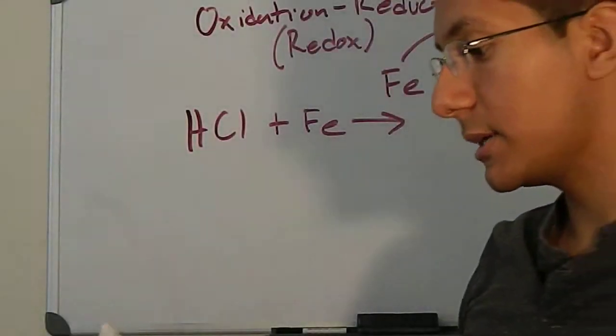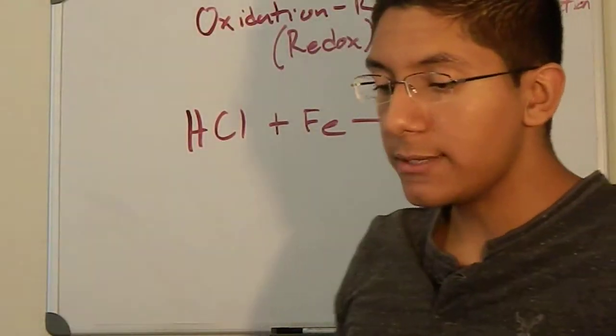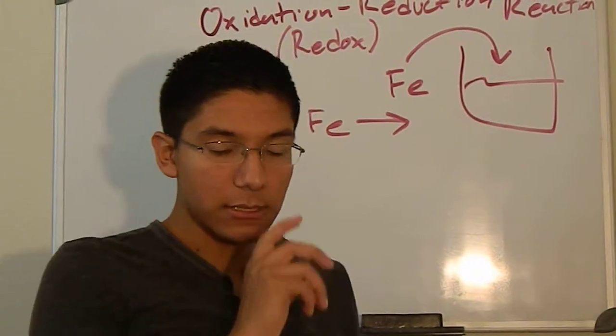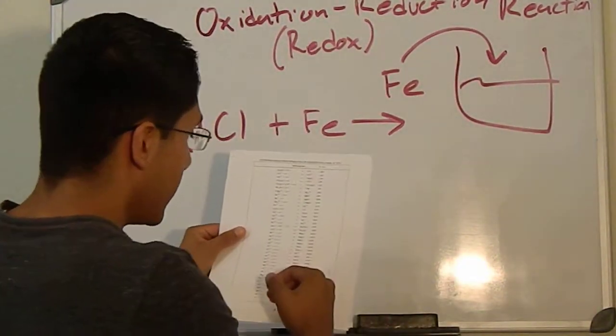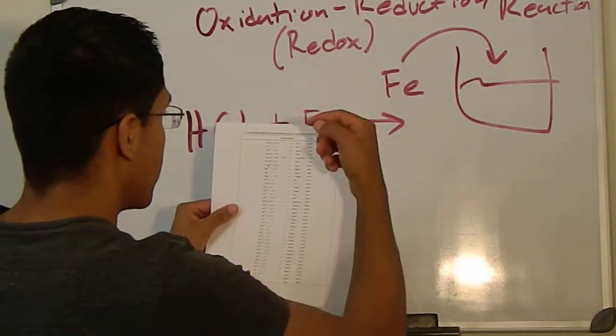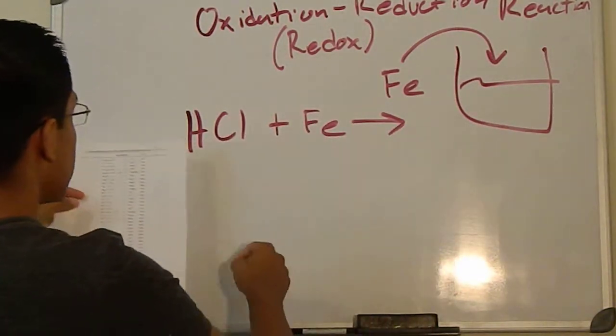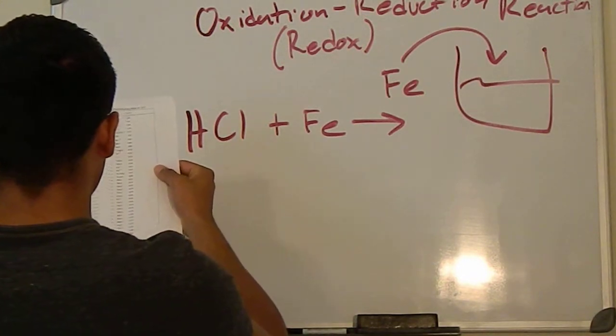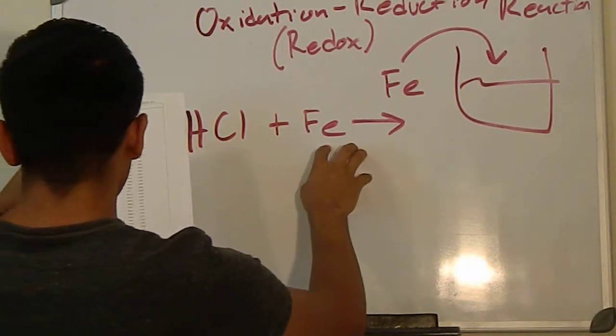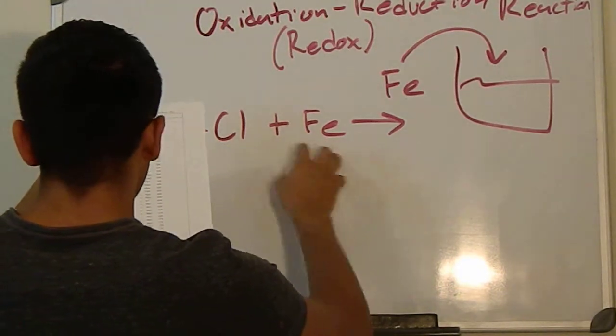I don't know how well you can see this. It's an activity series table, and in this table it lists the elements in order. Let me give you an example. In this case, we have a hydrogen ion, and it is located above or below.